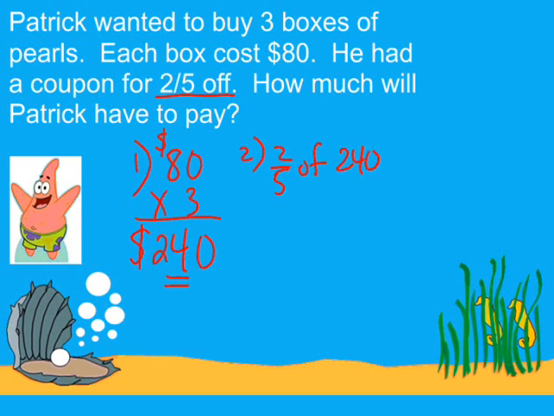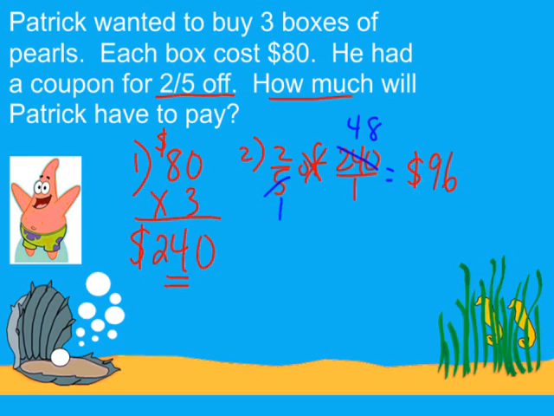So let's find out what 2/5 of 240 is. "Of" means multiply. I'm going to put 240 over 1. You could actually cancel the 5. 5 goes into 240, let's see here, 48 times. And then 2 times 48 is 96. So he's saving $96. But the question isn't asking how much is he saving.